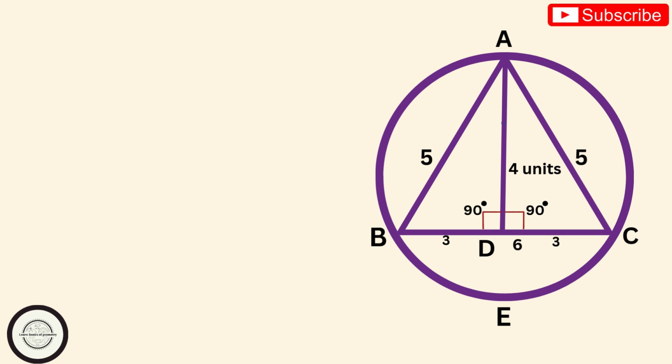Perfect. Now let's extend this perpendicular AD until it meets the circle at point E. Since AD divides side BC into equal parts, this line must pass through the center of the circle. Let's call the center O.